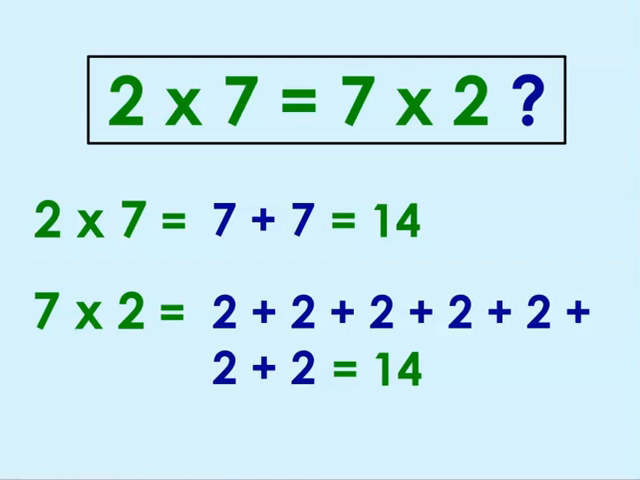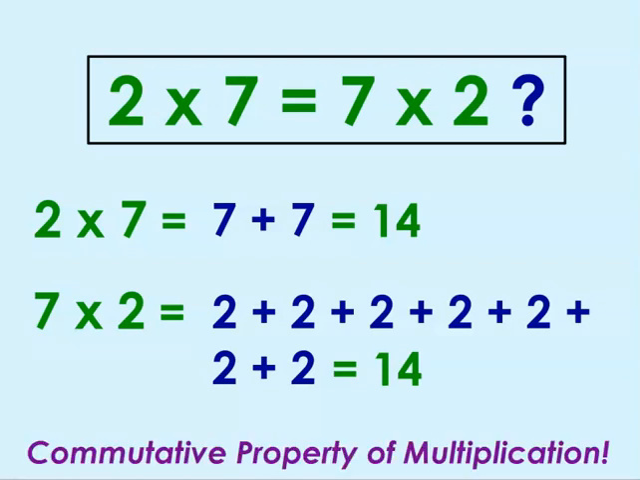When the factors can be flipped in a multiplication problem and get the same product, that is called the commutative property of multiplication. So if you see a problem like 7 times 2 and you want to add 7 twice, just flip it to 2 times 7. You'll still get the same answer either way.